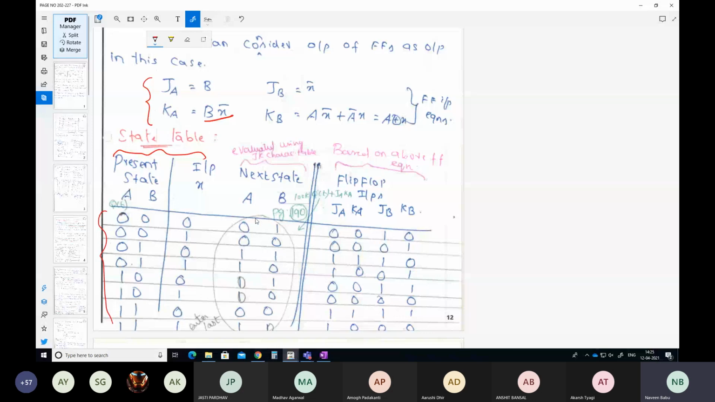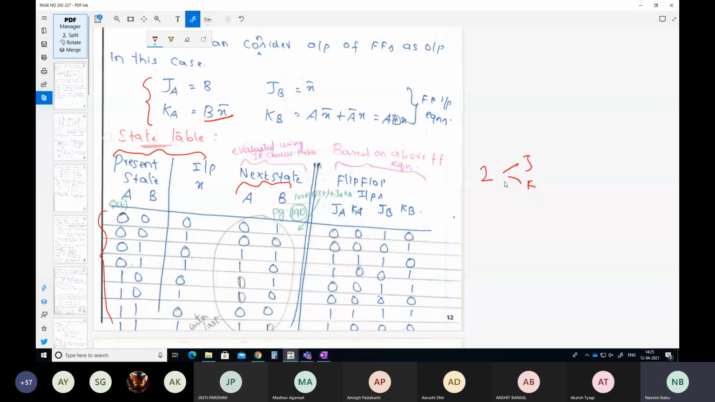Don't fill the next state immediately. This next state has to be filled with the characteristic equation, so these two columns must be filled towards the end only. Now come to the flip-flop input equations. How many flip-flops are there? There are two flip-flops, which are J and K, J and K.